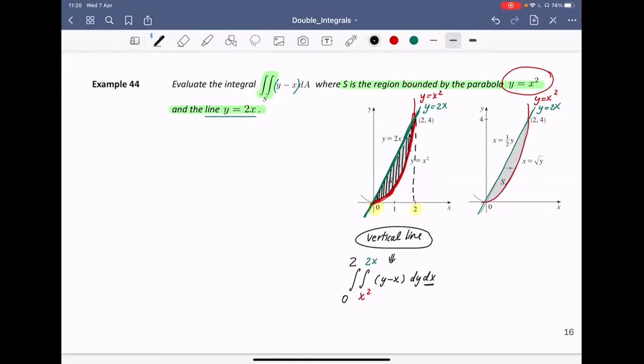A little bit better. So if you use the horizontal line, let's see what you did here. If you use the horizontal line, for sure you have to set up dx dy. And then this time you're going to draw the horizontal line.